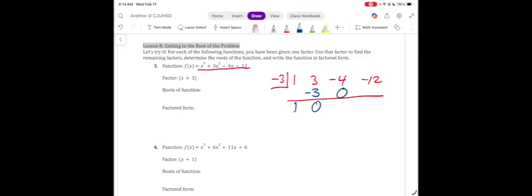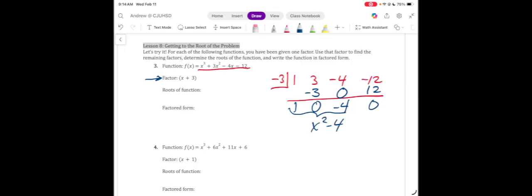Multiply, answer in the next column, add. Multiply, put the answer in the next column, add. We better get no remainder there. Otherwise, they would have lied that x plus 3 was a factor. So now, what's left here? Well, that's x squared minus 4.